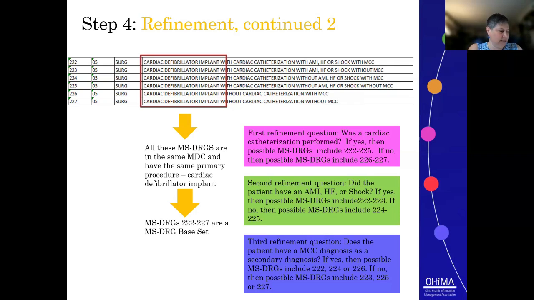And then our last refinement question is, did the patient have an MCC? Earlier, I mentioned that no, our patient just had a CC, they didn't have an MCC. So our final MS-DRG assignment is 223, cardiac defibrillator implant with cardiac catheterization, with AMI, heart failure, or shock without MCC. So I think this is a really good illustration of how you would walk through an MS-DRG set or MS-DRG family and determine which one is applicable through these refinement questions.